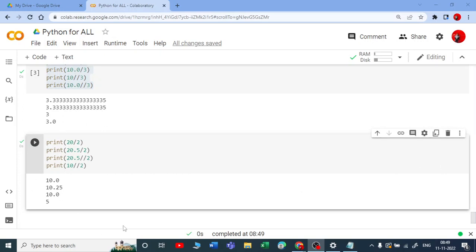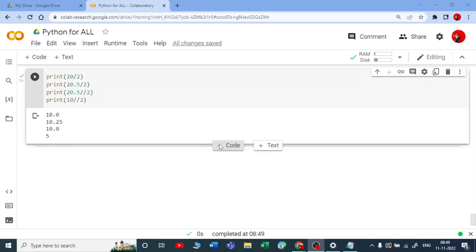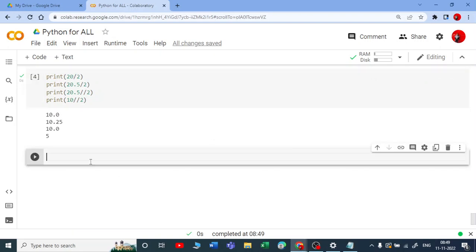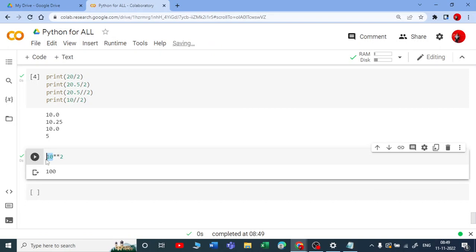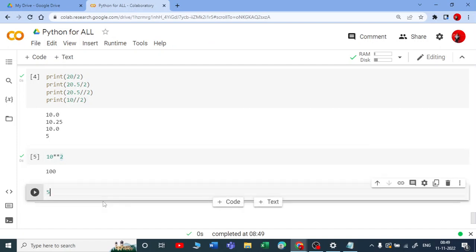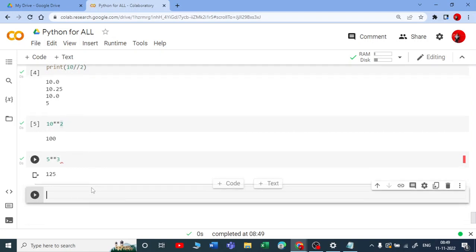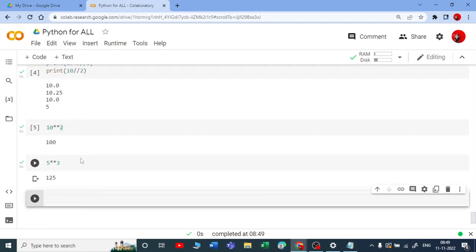So let me show you about the exponent. Exponent is your power. Suppose I say 10 to the power 2. Let me run this and check. You can see you can run it in this way also directly. The first number will be the base, and the raised-to value will be your second number. So 10 raised to 2 is 100. Suppose I say 5 raised to 3. So in Python we write 5 raised to 3, and it will be your 125. I hope you are getting this.